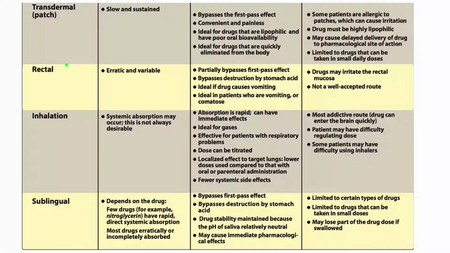The rectal way is erratic, variable, but allows you to bypass some effects, especially when the drug causes vomiting. It's possible for patients who are in a coma, and well, still a little bit tricky. On the other hand, rectal ingestion can be a source of poisoning.